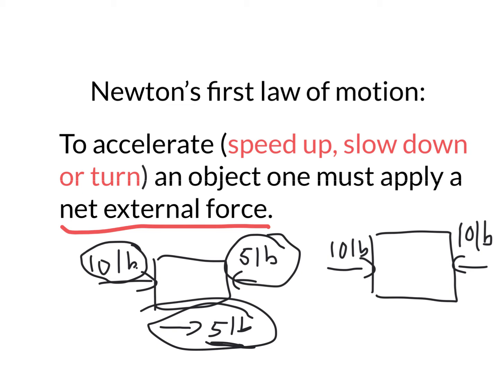And he explained it by saying this, simply: if you want to accelerate something, if you want to change the motion of something, that's what a force is needed for. Not to keep it moving, but to change how it's moving. So forces are necessary to change motion. And that's really what Newton's first law tells us. Again, to accelerate, that is, speed up, slow down, or turn an object, one must apply a net external force. That is Newton's first law of motion.